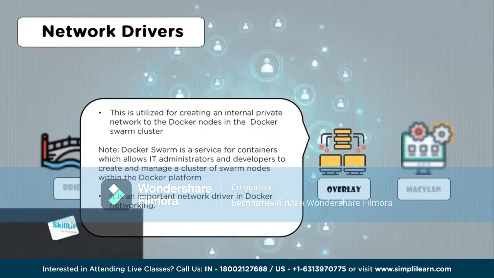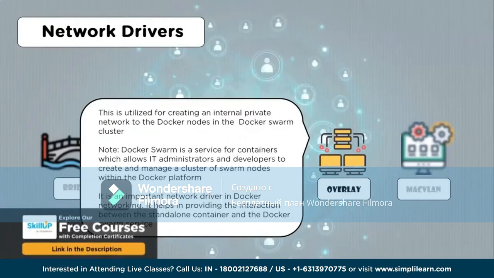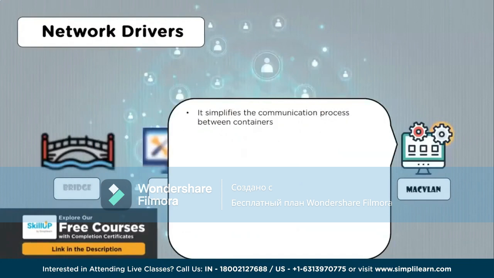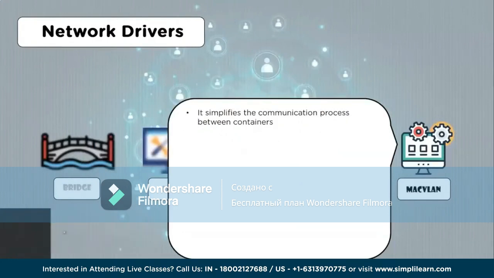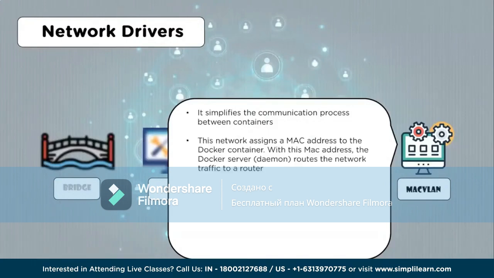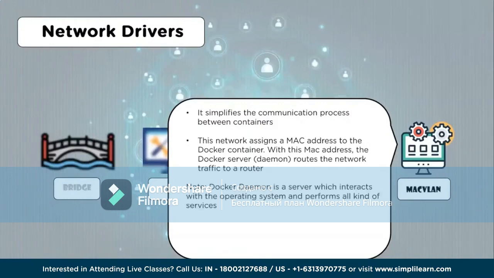So in that situation, overlay is the main type of driver which is used. And then we have the MACVLAN. It simplifies the communication processes between the containers. This network assigns a MAC address to the Docker containers. With this MAC address, the Docker server will route the network traffic to a router. So it's not on the basis of IP address, it's actually on the basis of MAC address. On the specific MAC address, the Docker server will redirect the network to a specific router.